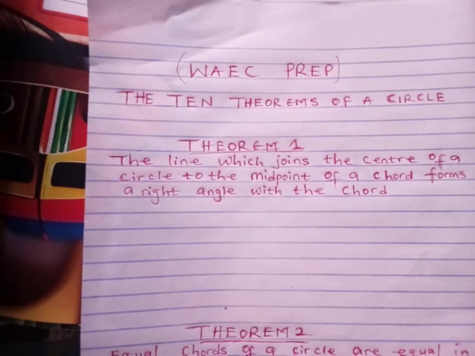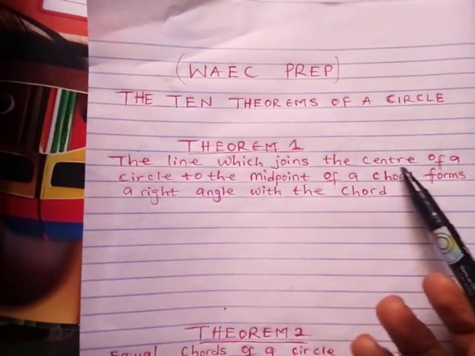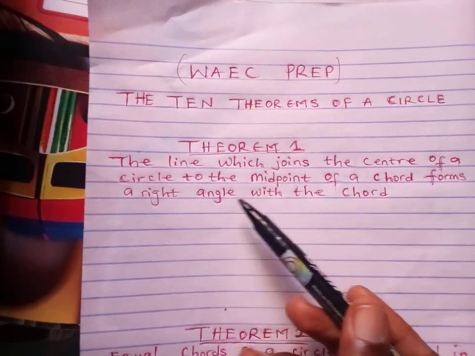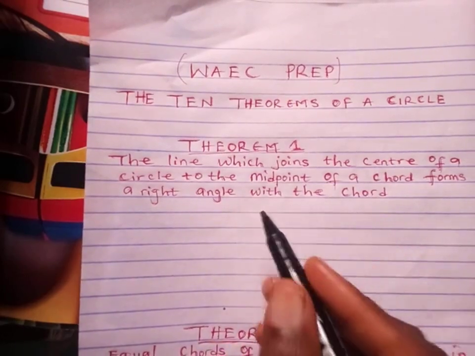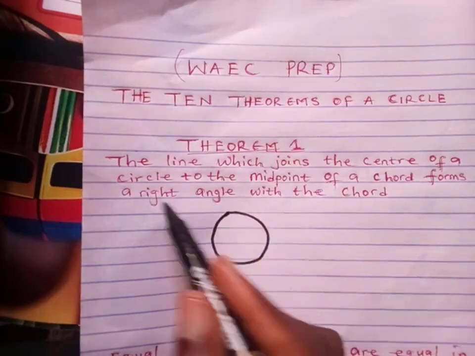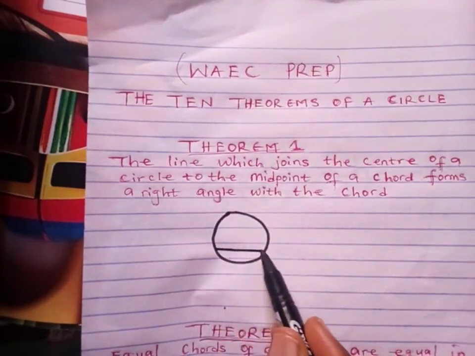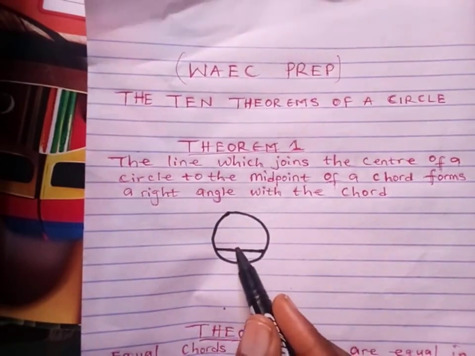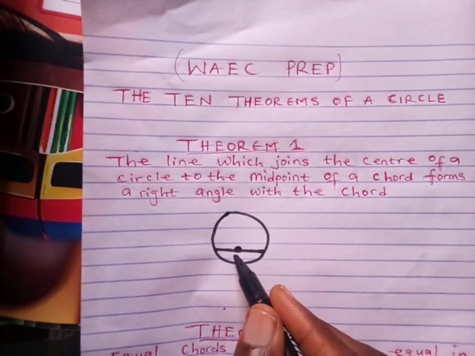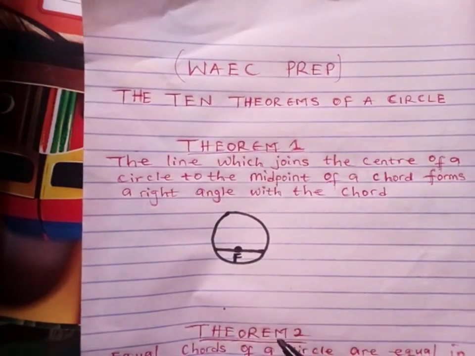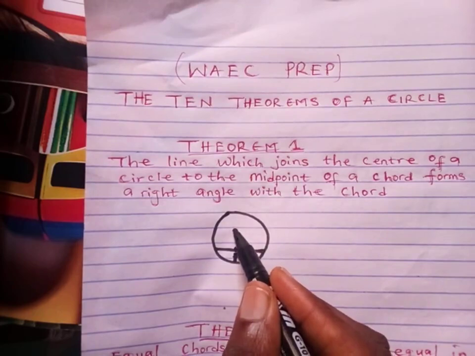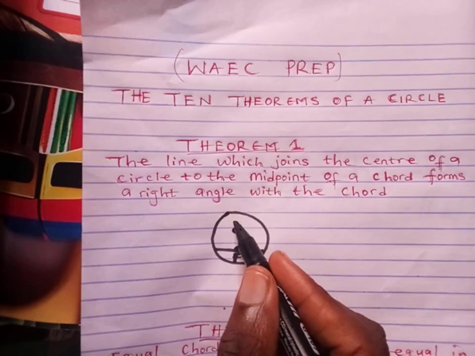Theorem number 1. The line which joins the center of a circle to the midpoint of a chord forms a right angle with the chord. You have a circle. Now, a line which joins the midpoint. Let's take this as our chord. If we take this point to be the midpoint of the chord, let's label it F. This is the midpoint of the chord. And if we take this point here to be the center of this very circle, let's label the center C.